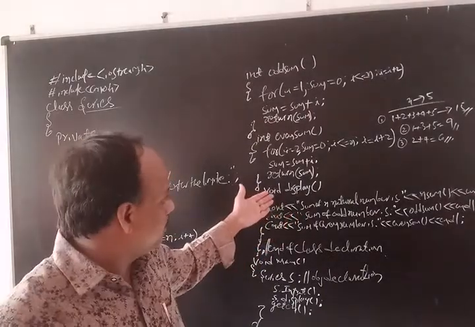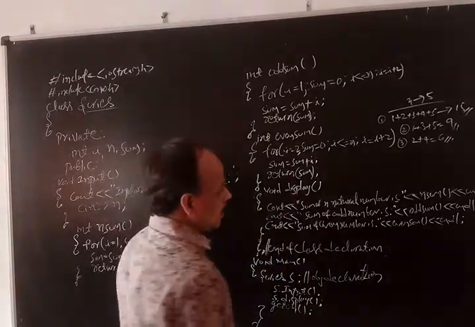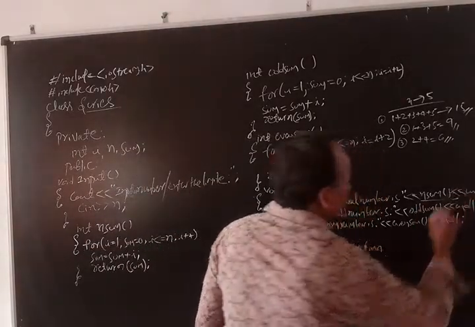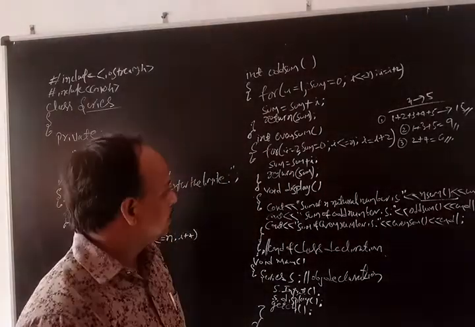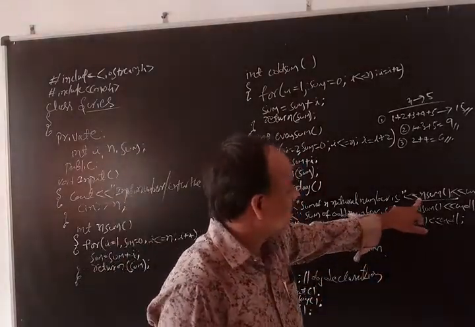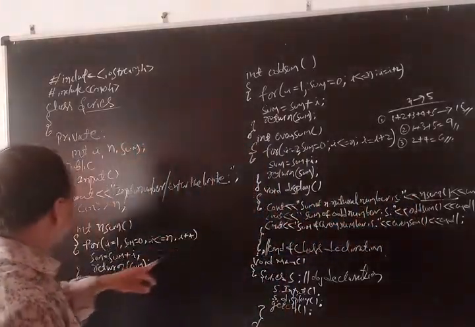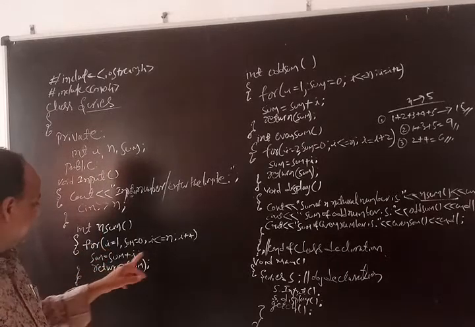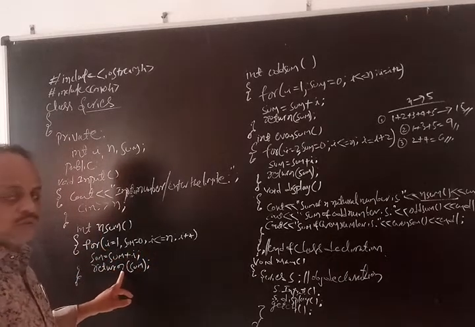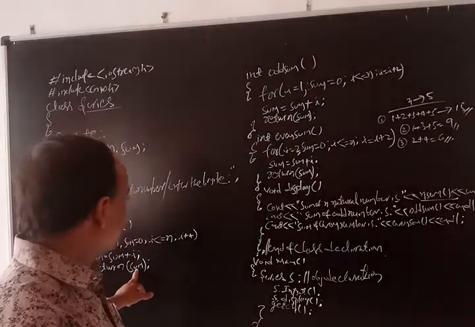While I am executing the display function, I have called the nsum function. This nsum function returns the sum of natural numbers. It returns one integer value and that comes here.